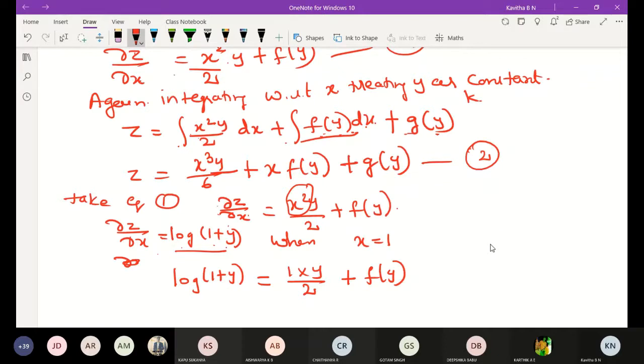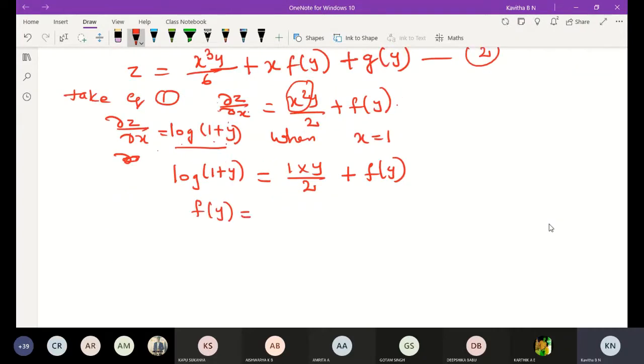Okay, understood? I will give 1 minute time. If you want, write down. Is equal to log of 1 plus y minus y by 2, shifted to the LHS part, means y by 2. F of y is equal to log of 1 plus y minus y by 2.